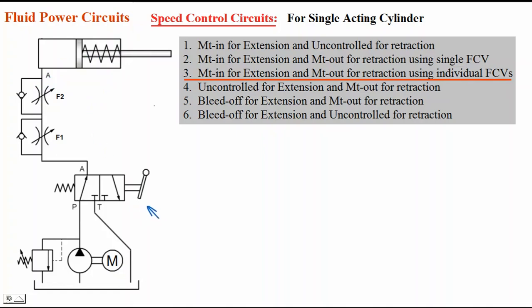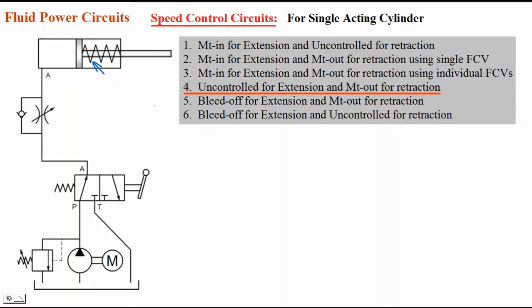When I shift the lever to the other position, cylinder starts retracting. Oil which is there in the cylinder will come out like this. It can't flow through this check valve, it has to flow through this F2 only, and oil will flow through this check valve. During retraction, the flow is controlled by F2, speed of the cylinder is controlled by F2. Speed of extension is controlled by F1, speed of retraction is controlled by F2. These two flow control valves we are using. And we shall take one more.